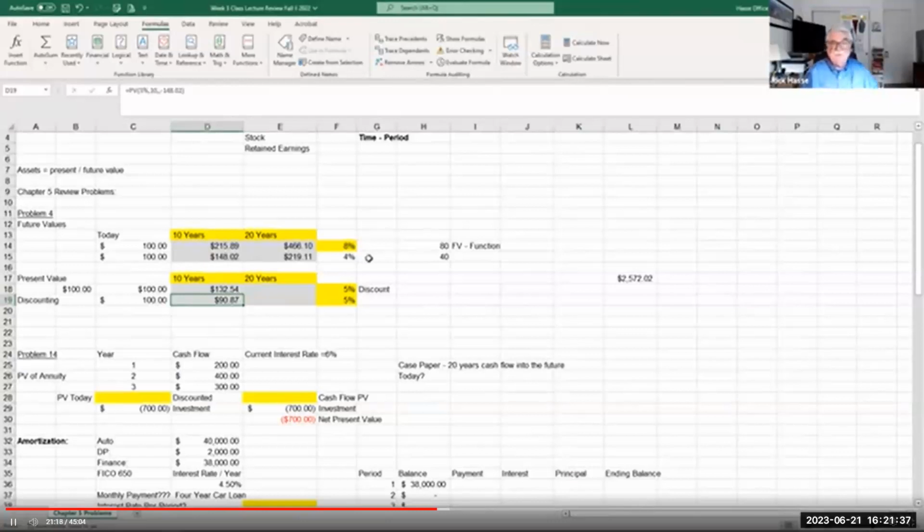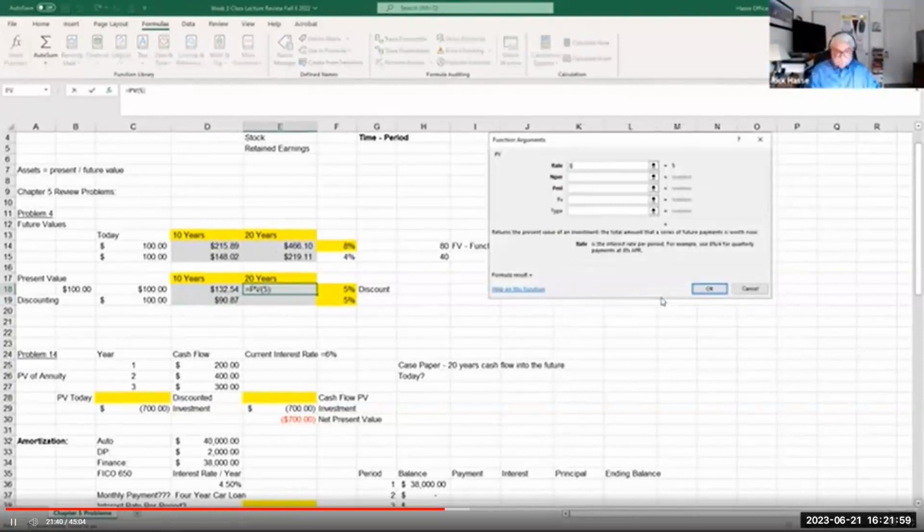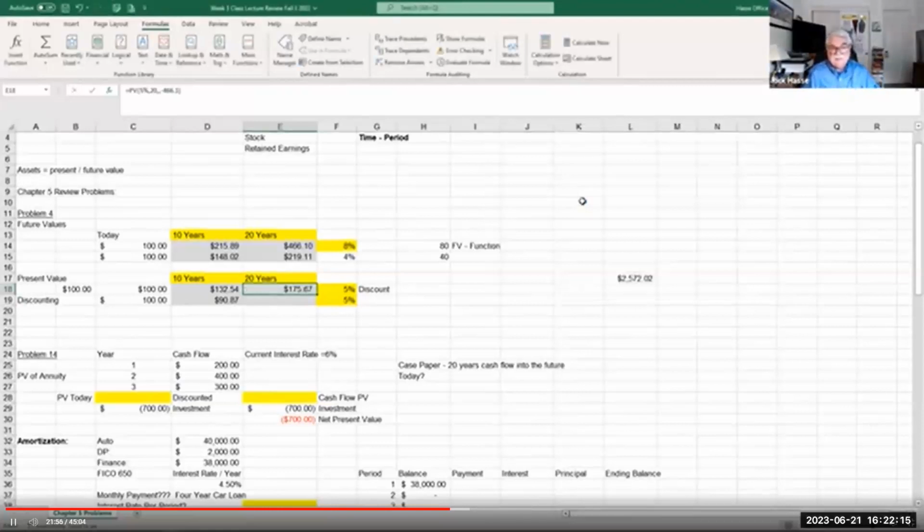So let's take a look at this in terms of the 20 years. Now it's out a little longer, but the interest rates of compounding are staying, so is our inflation. So let's take a look at 20 years at 8%. We go back to the present value function. Now the inflation rate is still 5%. We're looking at 20 periods. And what's our future value we're looking at? 466.10. What is that present value? 175.67. We're still making money, but we're losing quite a bit over those 20 years to inflation.